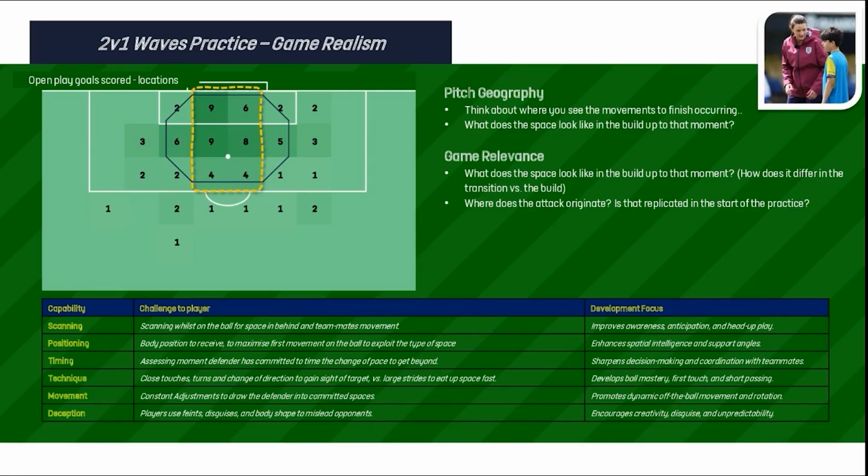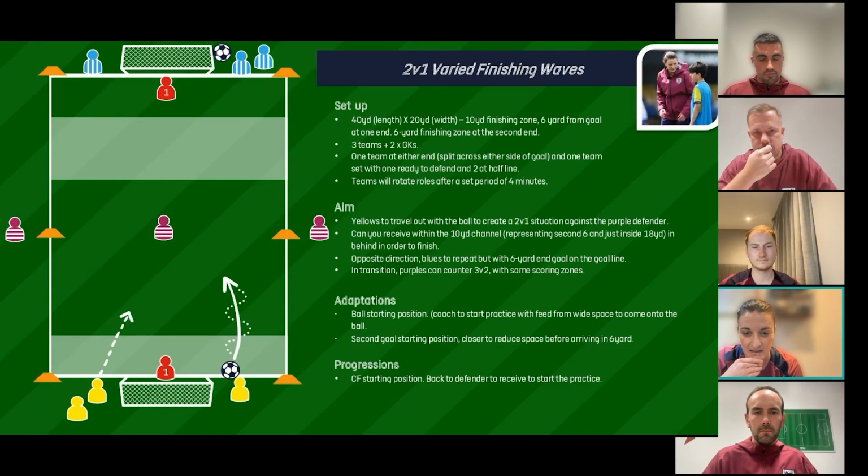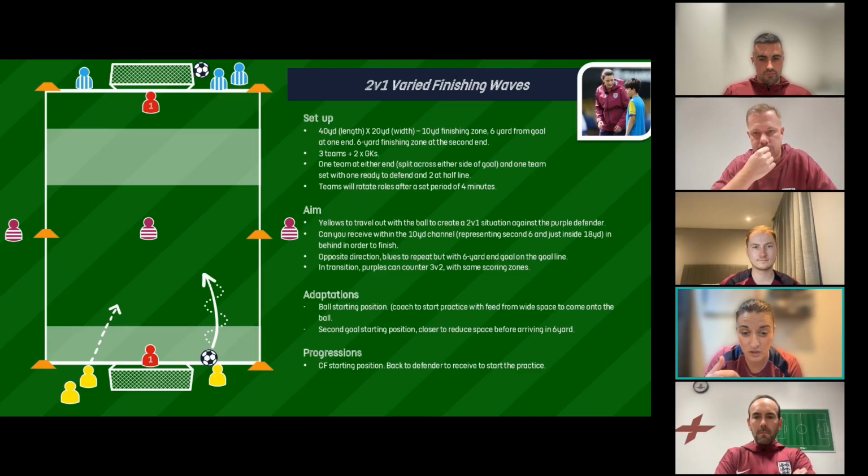I tend to split it more into what we'd call maybe an octagon. Because look, for me, those 6 and 5s on the outskirts of that central channel are just as important. I think there's a lot of goals that can be scored from them areas as well. So the practice that you've just seen allows for loads of repetitions in that second 6-yard and just in towards the edge of the 18-yard box. But then when you go in the other direction, it's a completely different challenge.